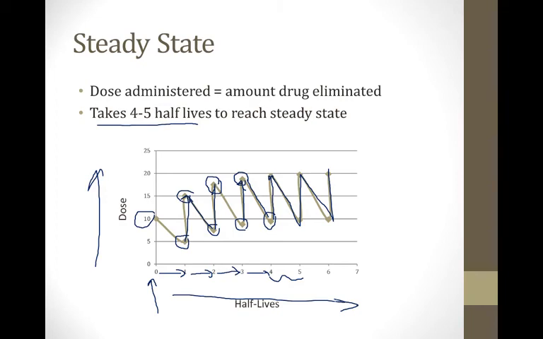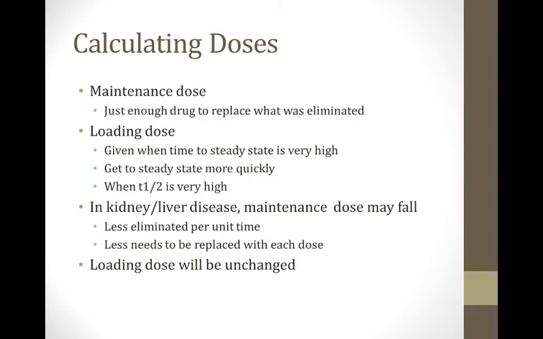Now let's talk about how you calculate dosages of medications using things about the medicines like their volume of distribution and their half-life. The first thing you need to know is that there are 2 types of dosages we talk about. First is called the maintenance dose, and that's a dose that's just enough to replace what was eliminated. In the example I just showed you on half-lives, that would be the 10 milligrams. And we want to get to steady state where we're replacing the 10 milligrams that gets lost with each half-life.